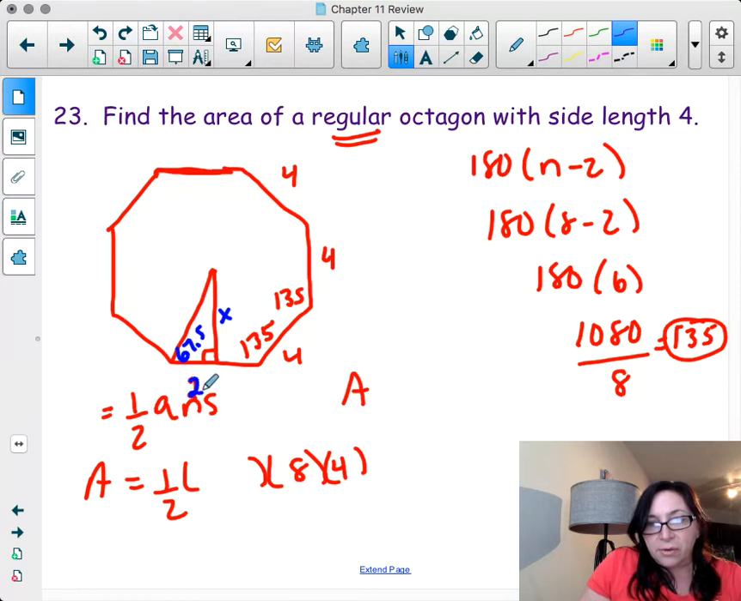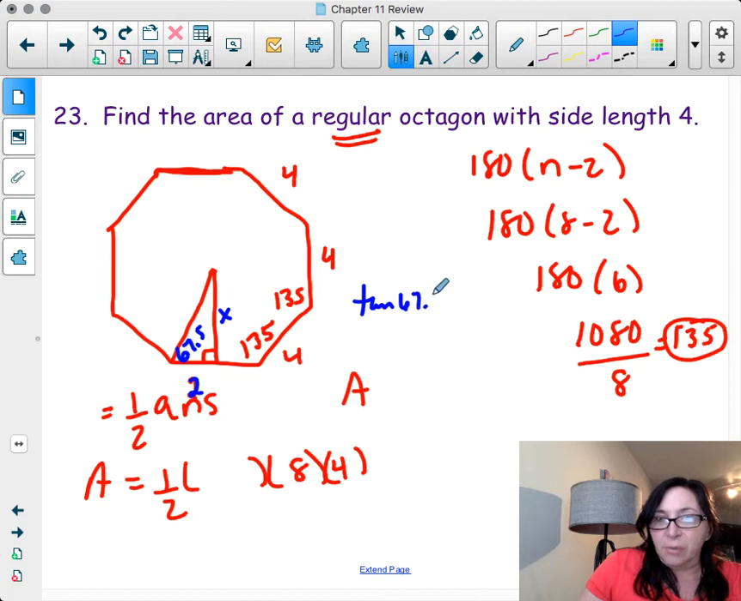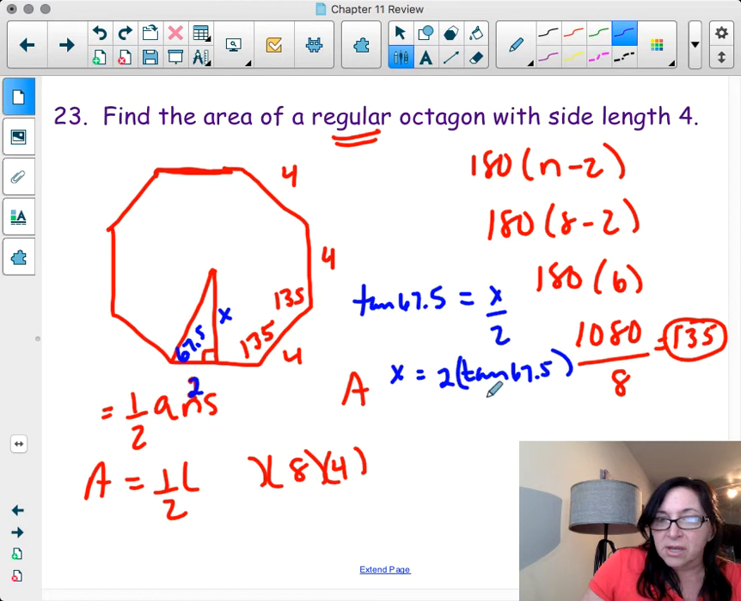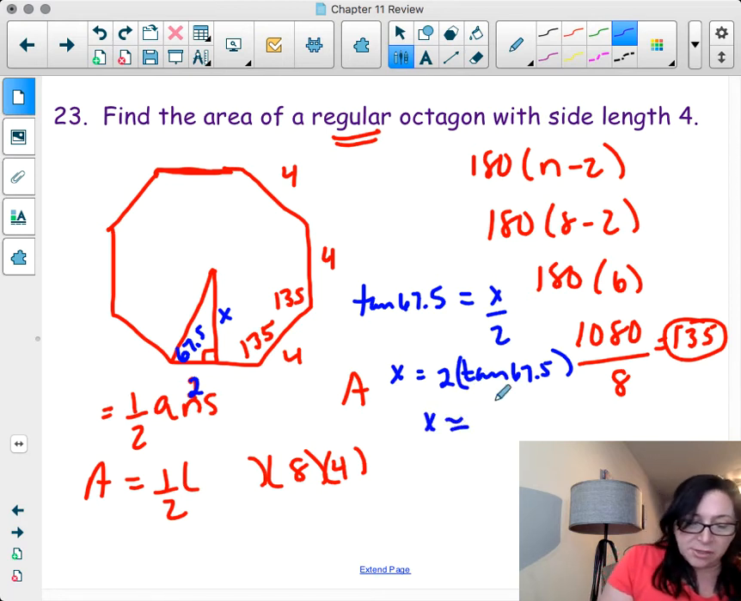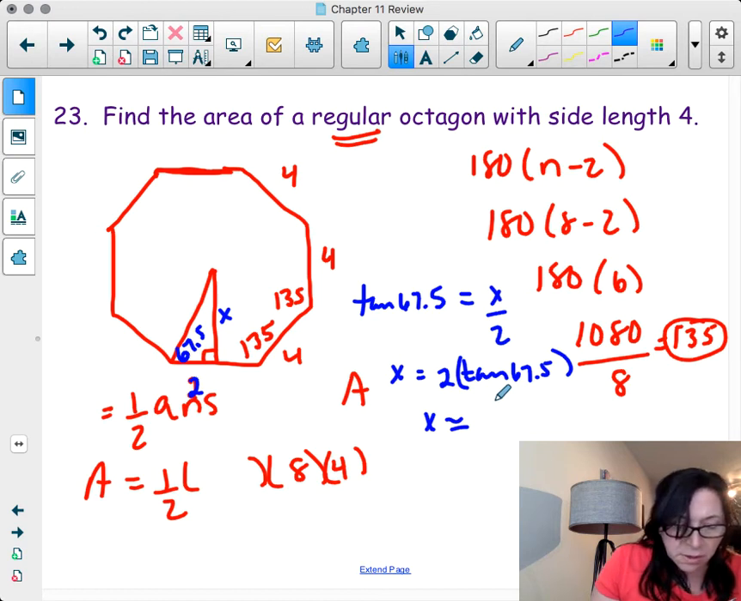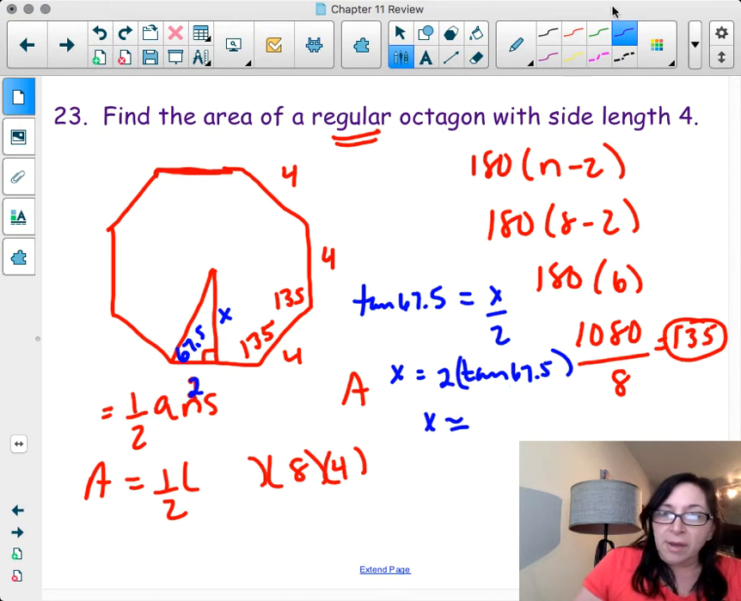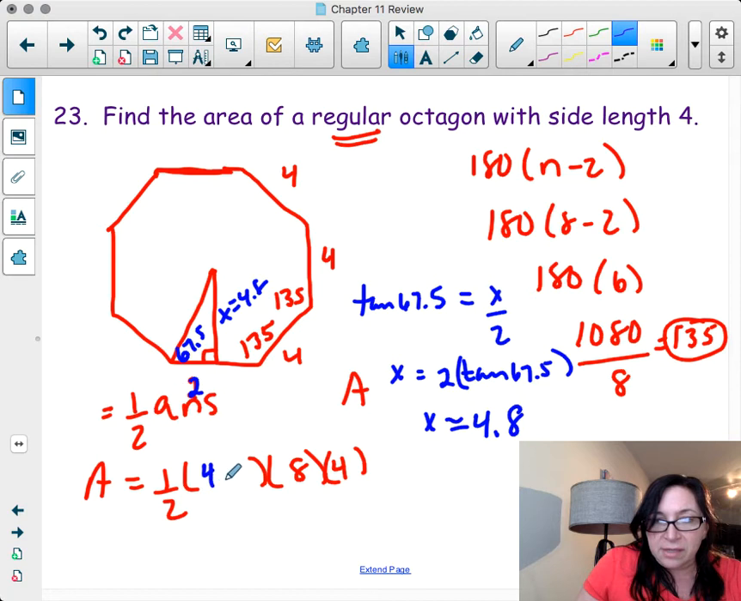We know that this is 2. So this looks like a tangent problem where we have opposite over adjacent. So I can say tangent of 67.5 is equal to x over 2. So x is equal to 2 times tangent of 67.5 degrees. You need to make sure that your calculator is in degrees. Taking tangent of 67.5 and multiplying by 2, I get 4.8. So my apothem becomes about 4.8.